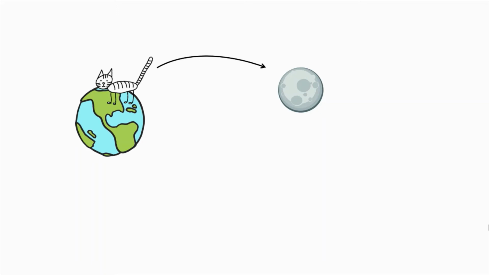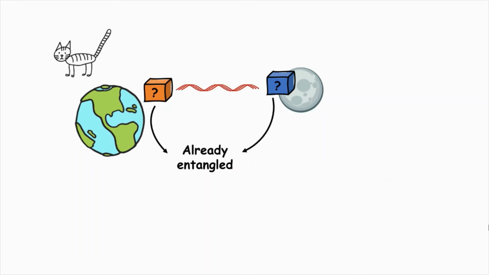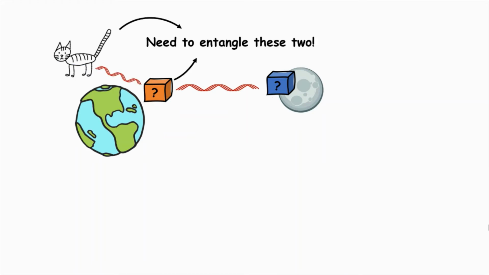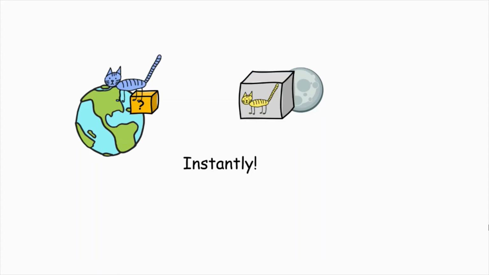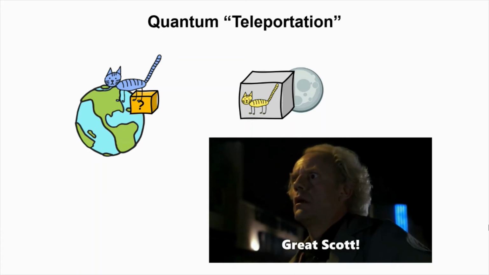Now, I want to send my quantum cat up to the moon. And since my cat is a fragile quantum object, I'm going to use my entangled qubit pair to do it. Because the Earth and Moon qubits are already entangled, as soon as I also entangle my cat and the Earth qubit, a version of my cat instantly imprints itself onto the Moon qubit, effectively teleporting it. Great Scott! I know, right?